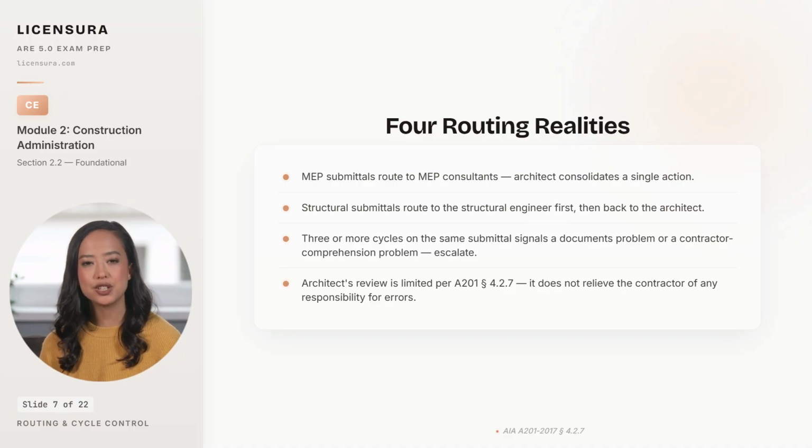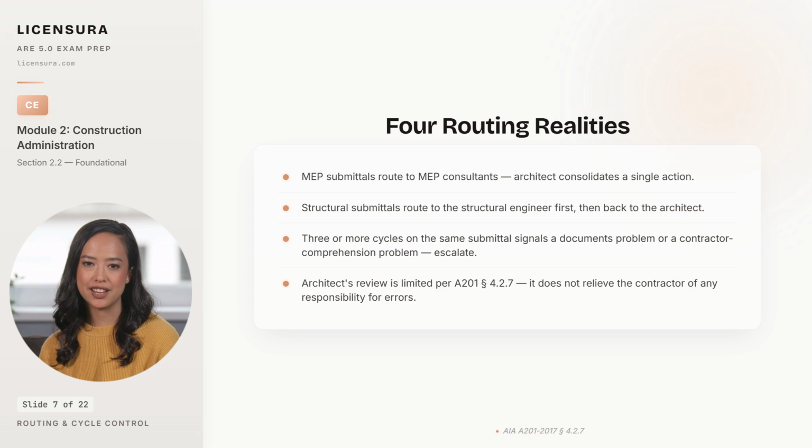Structural submittals route to the structural engineer of record. The architect's job is to coordinate the consultant reviews, consolidate the comments, and return a single, coherent action stamp to the contractor, not 3 competing markups from 3 offices. The second routing reality is cycle control. When a submittal cycles 3 or more times without converging, something is wrong upstream. Either the contract documents are ambiguous, or the contractor is not absorbing the comments, or the design team is sending inconsistent feedback. Each unproductive cycle is a delay claim waiting to happen and a deposition question waiting to be asked.